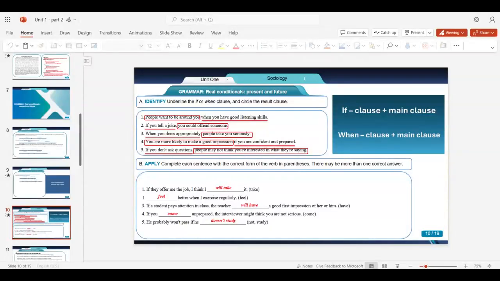Maybe you need more practice, and with practice you can make it easily, and it's a very interesting part of the grammar. So try to make a real conditional with present and future. If you have any question in the online session, you can ask me. If you have any confusion related to conditional.